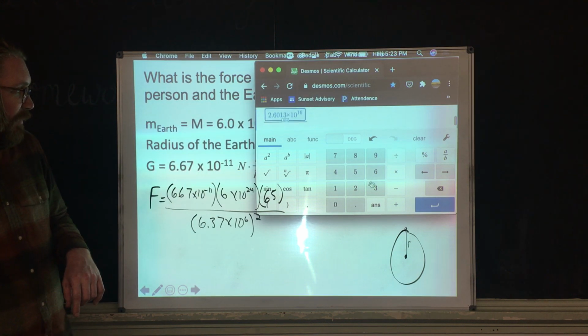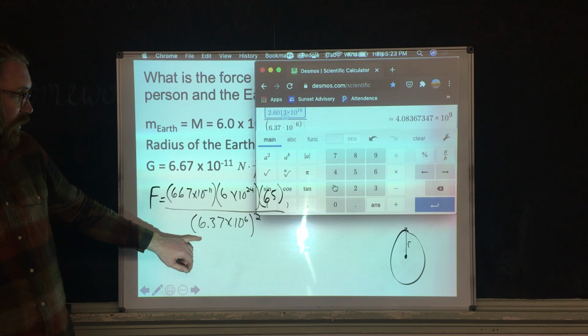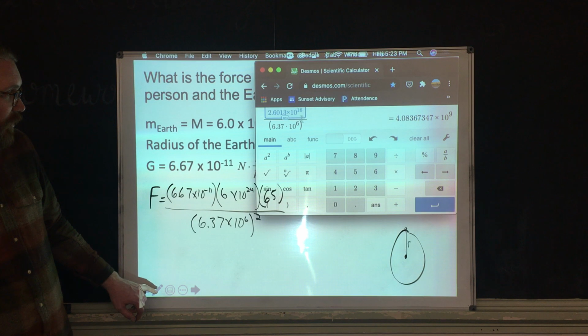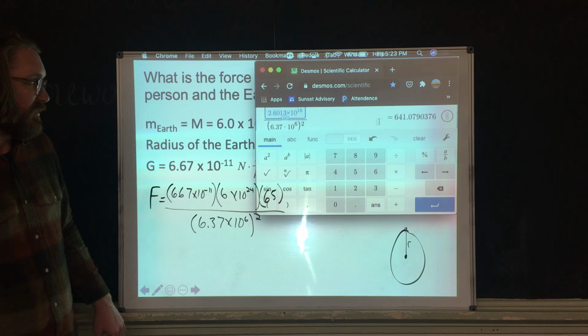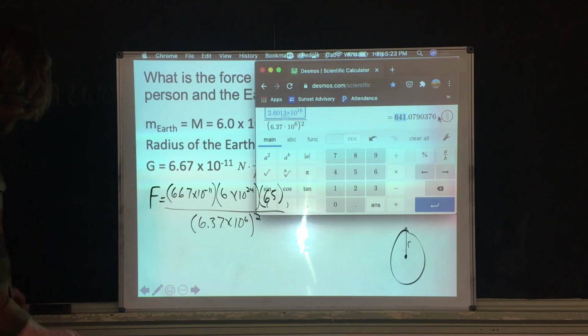And we're going to divide that by the radius, which is, open parenthesis, 6.37 times 10 to the 6. Don't want to do that. Forward arrow, close parentheses. And then we're going to square all of that. And look at this. That total force is 641 newtons.